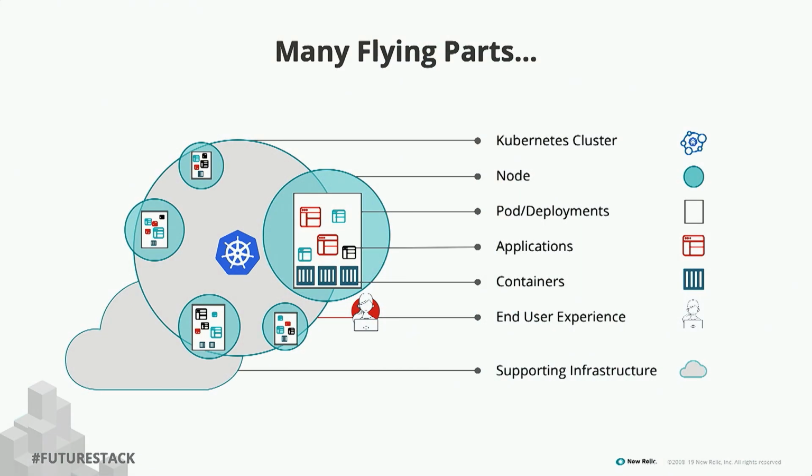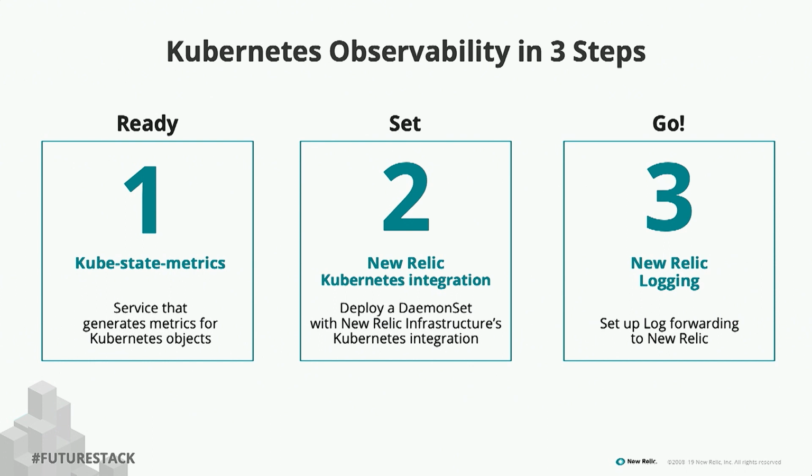But first, there are many flying parts in a Kubernetes environment. How do you understand what's going on? Think about the following. What is the capacity we have left in our cluster? How much headroom do we have for our memory consumption? If storage is failing, which pods, which containers, which workloads are impacted? If there is an issue and one of our containers is impacted, how does this impact my end user? There are many flying parts, and we want to get visibility into each layer of our Kubernetes stack. So how do we do this?